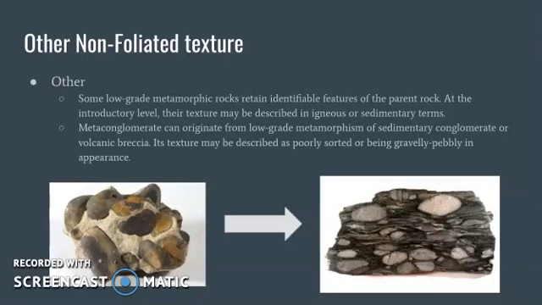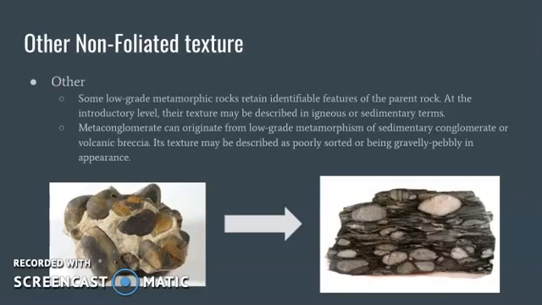And next, looking at other non-foliated textures. Some low-grade metamorphic rocks retain identifiable features of the parent rock. At the introductory level, their texture may be described in igneous or sedimentary terms. An example of this is metaconglomerate. Conglomerate is a sedimentary rock, but if it experiences metamorphism, we call it metaconglomerate. Metaconglomerates originate from low-grade metamorphism of sedimentary conglomerates or volcanic breccia. So its texture may be described as poorly sorted or being gravelly or pebbly in appearance.